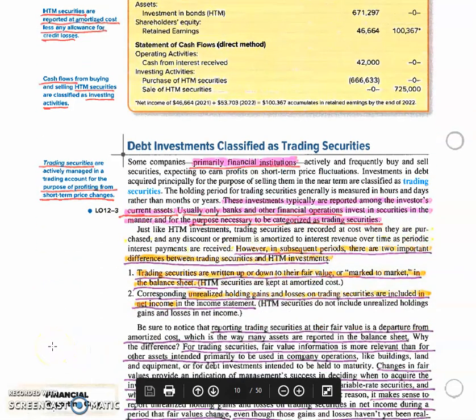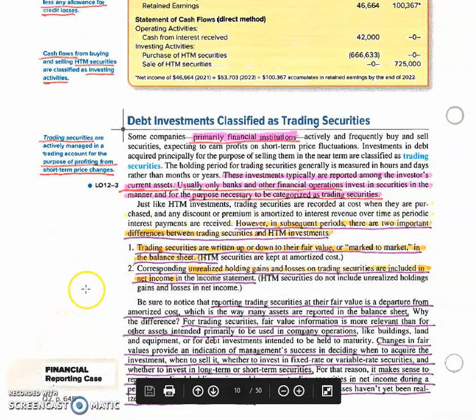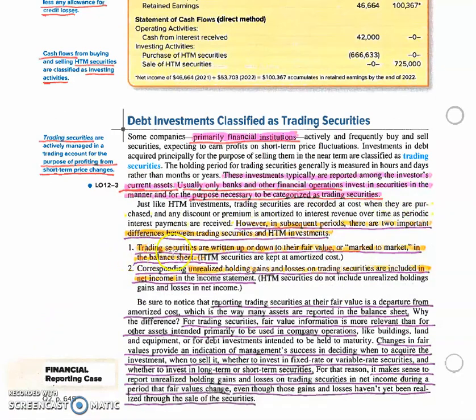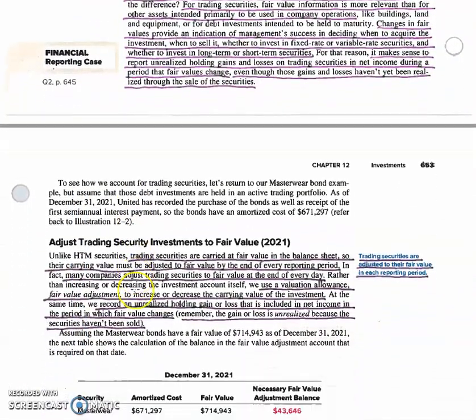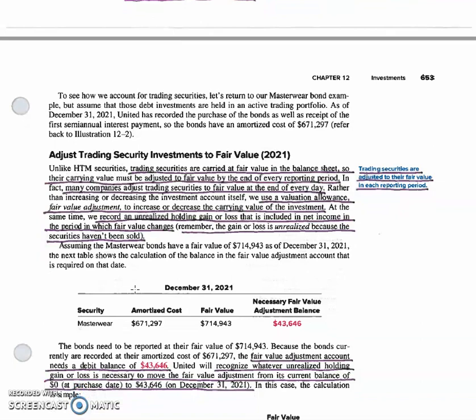Let's see, what else do we have down here? Trading securities are written up or down to their fair value, often referred to as mark to market, on the balance sheet, and any corresponding unrealized holding gains or losses are included in net income. Okay. Move on down here. So again, they're reported at fair value on the balance sheet, and any adjustments to get to fair value are reported in net income.